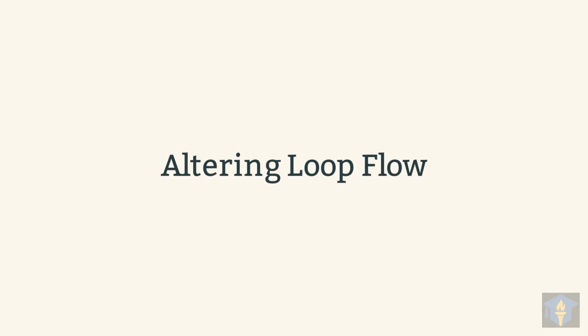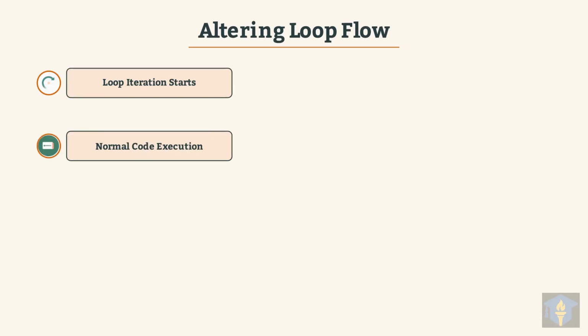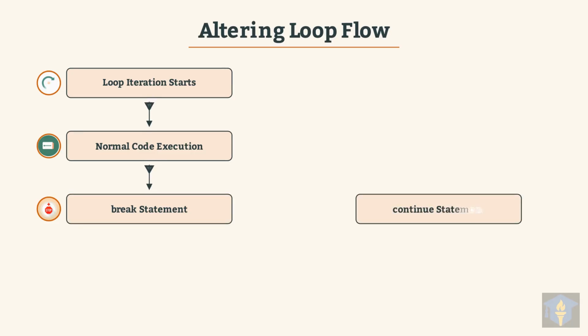Today, we'll explore how to alter the flow of loops using special statements in our programs. Every time a loop begins an iteration, it starts by checking its conditions or picking the next item. During normal code execution, the statements inside the loop are processed sequentially as expected. The break statement allows us to immediately exit the current loop, regardless of its condition. With the continue statement, we can skip the rest of the current iteration and move to the next one.